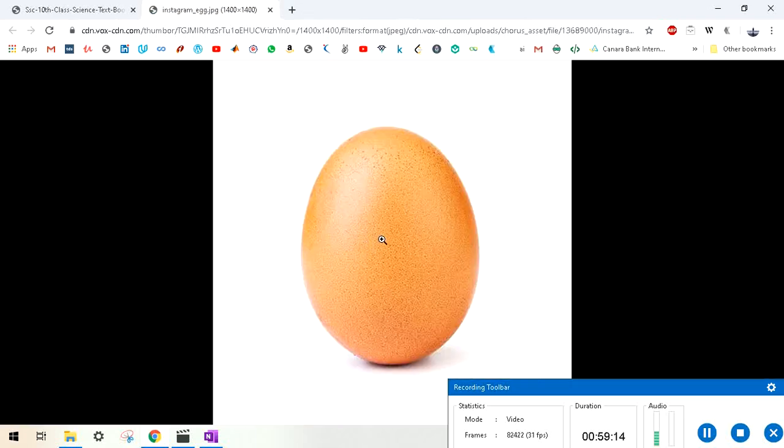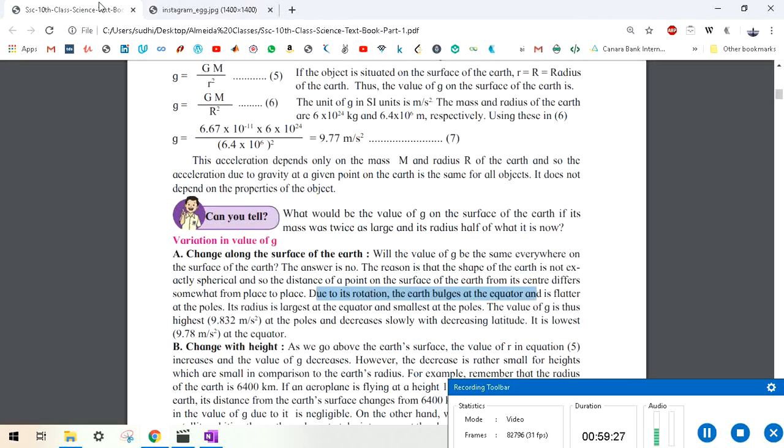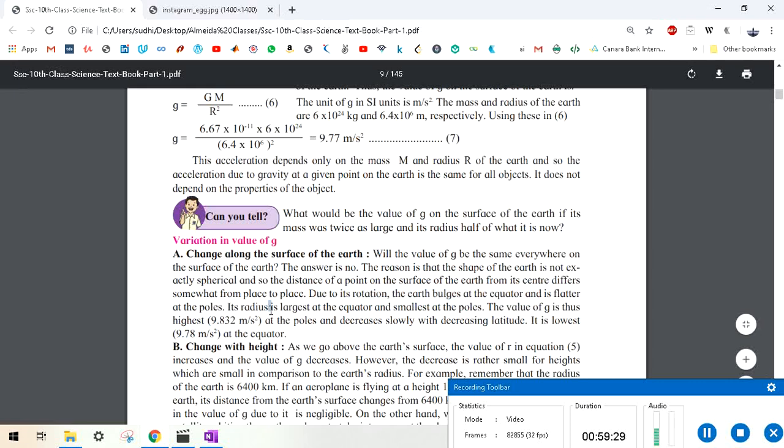And if you see, the distance on this egg is more at the equator. Like if I'm standing at this place, my distance from the center will be a little larger. So that is why the radius is largest at the equator and smallest at the poles. So the value of g is highest at the poles. Why high? Because we are dividing by radius, right? So if the radius is small, the value of g will be high.